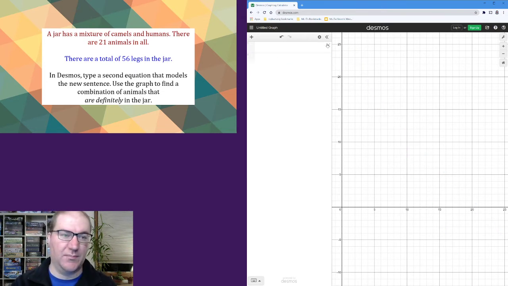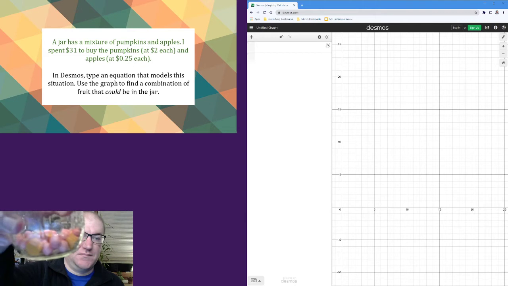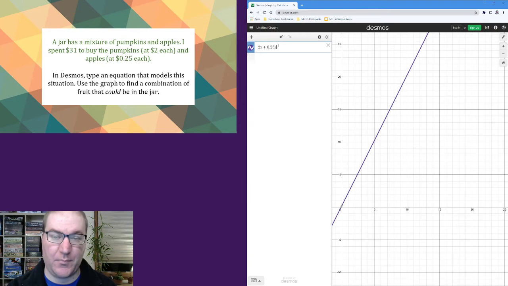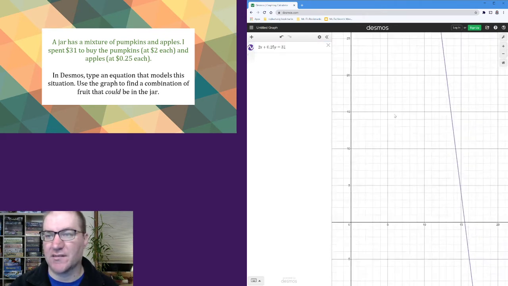Let's do another example. A jar has a mixture of pumpkins and apples. I spent $31 to buy the pumpkins at $2 each and apples at 25 cents each. So let's do pumpkins as x and apples as y. So if I spent $2 per pumpkin plus 25 cents per apple, my total was $31. So there's a line that represents this situation.